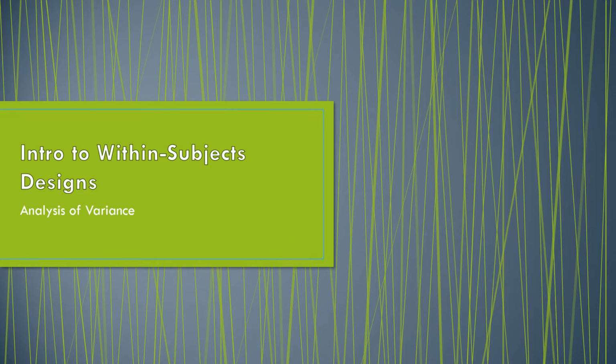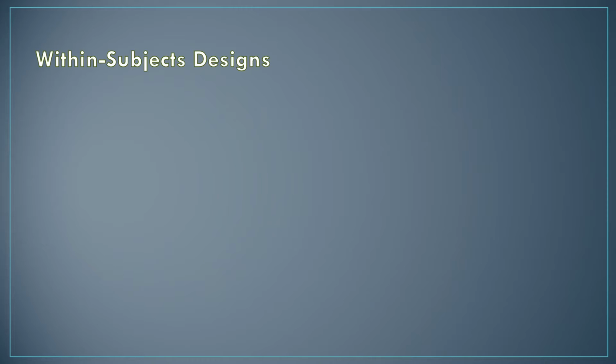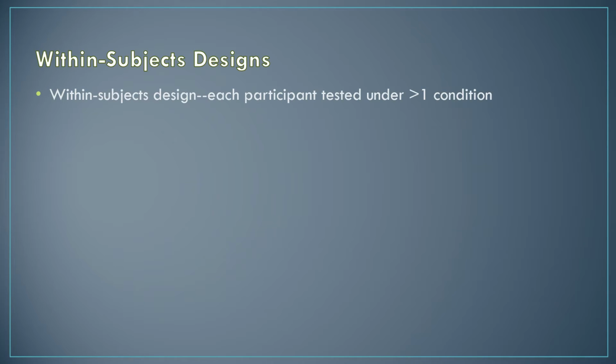This video will give you an introduction of within subjects designs. Within subjects designs are designs where each participant is tested under multiple conditions. So each level of your independent variable, where your independent variable is what establishes the groups that are being compared when you're doing mean comparisons in ANOVA. But within subjects designs is that every single participant is in every single level of that independent variable.